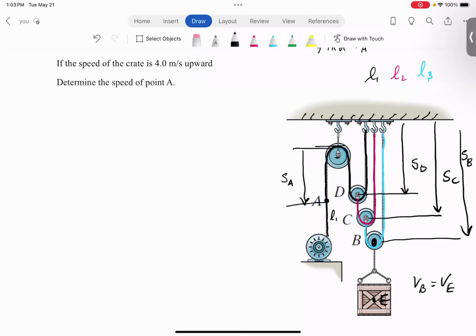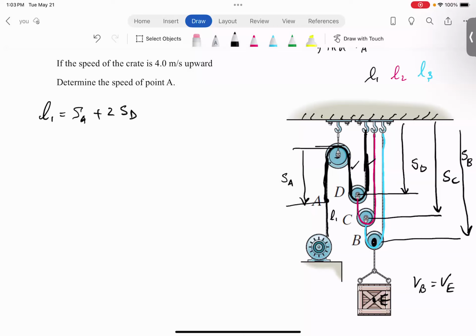In terms of these variables SA, SP, SC, and SD. So let's start with rope number 1, L1. So look, the length of this rope is SA, right? Then you've got 2 SD, one here and one here, right? You see that?